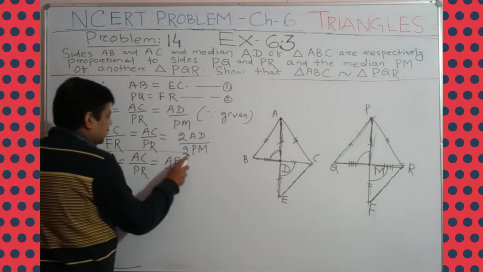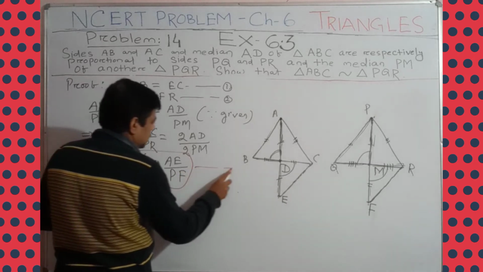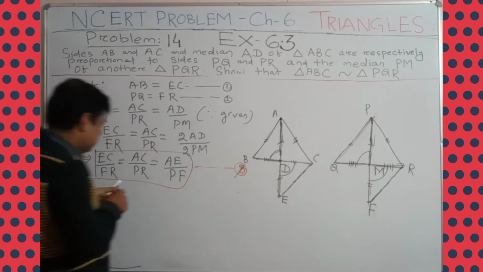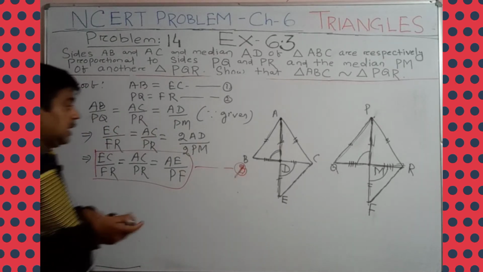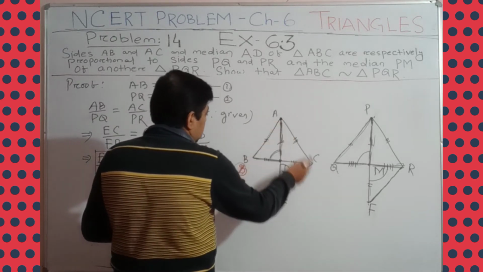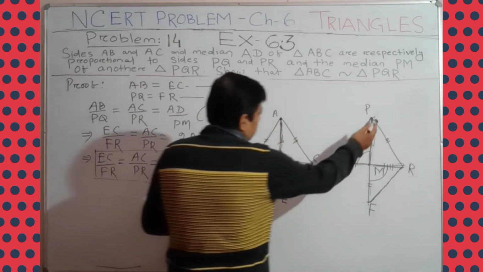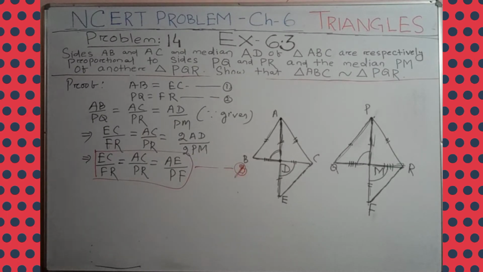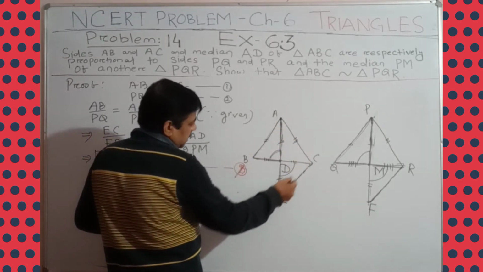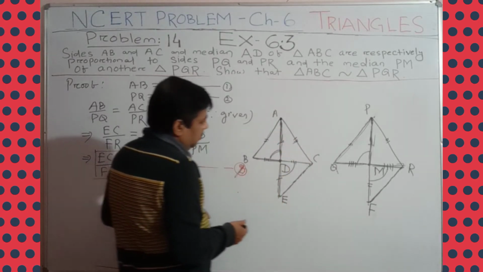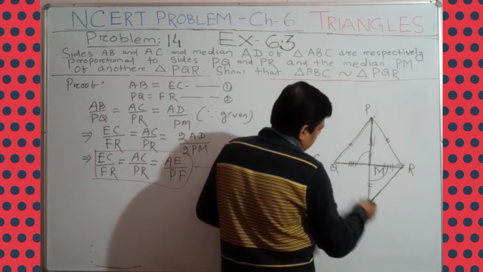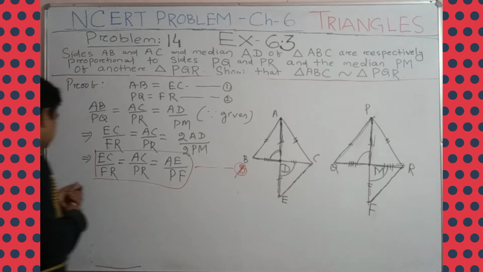Okay. Understand? Look here. This is the third point we got. From this point you clearly understand. You see triangle ACE and triangle PRF. Are you observing? Do you notice? Triangle ACE and triangle PRF. What are you finding?